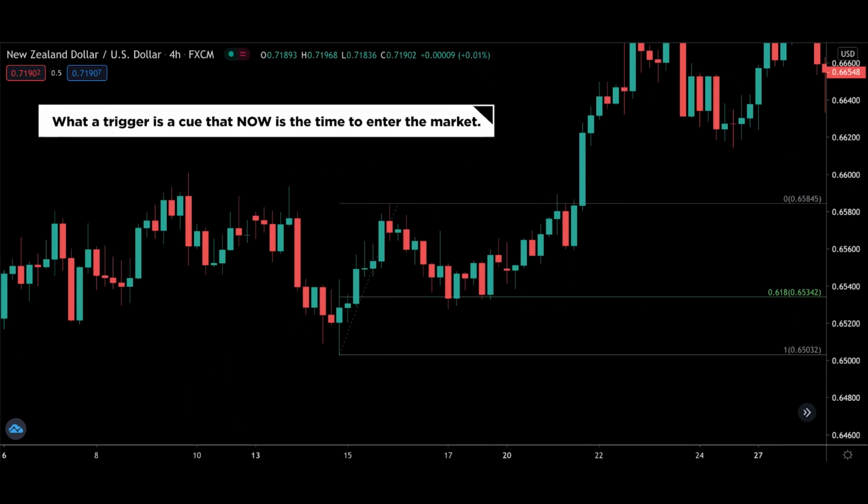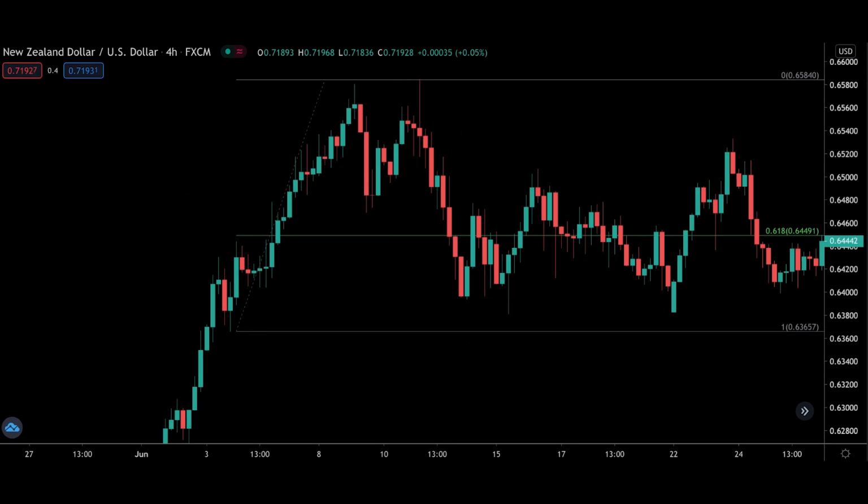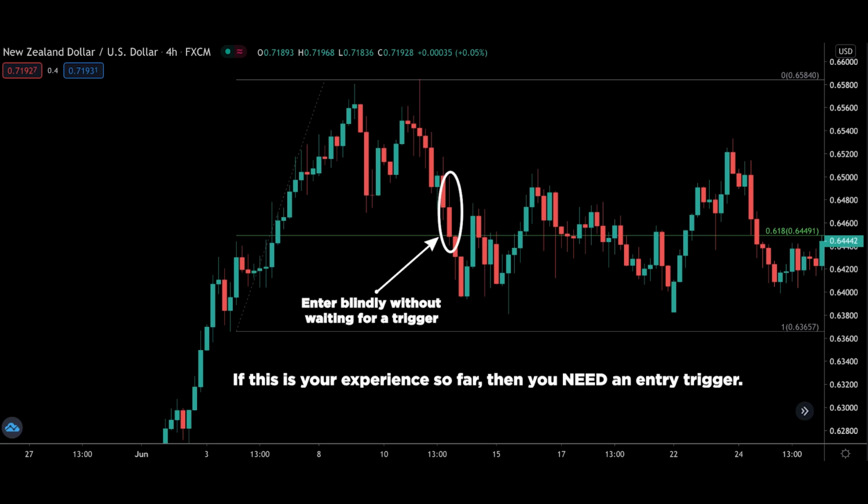So what is a trigger? A trigger is a cue that now is the time to enter the market. An entry trigger is the fine line between when you should wait and when you should click the button and enter the trade. So rather than watching for a trigger, he enters and this is what happens. A losing trade. If this is your experience so far, then you need an entry trigger. This is the missing ingredient that you need. It's not that leading indicators don't work. I've been using them for ages and they still work till this day. Rather, it is how you use them.